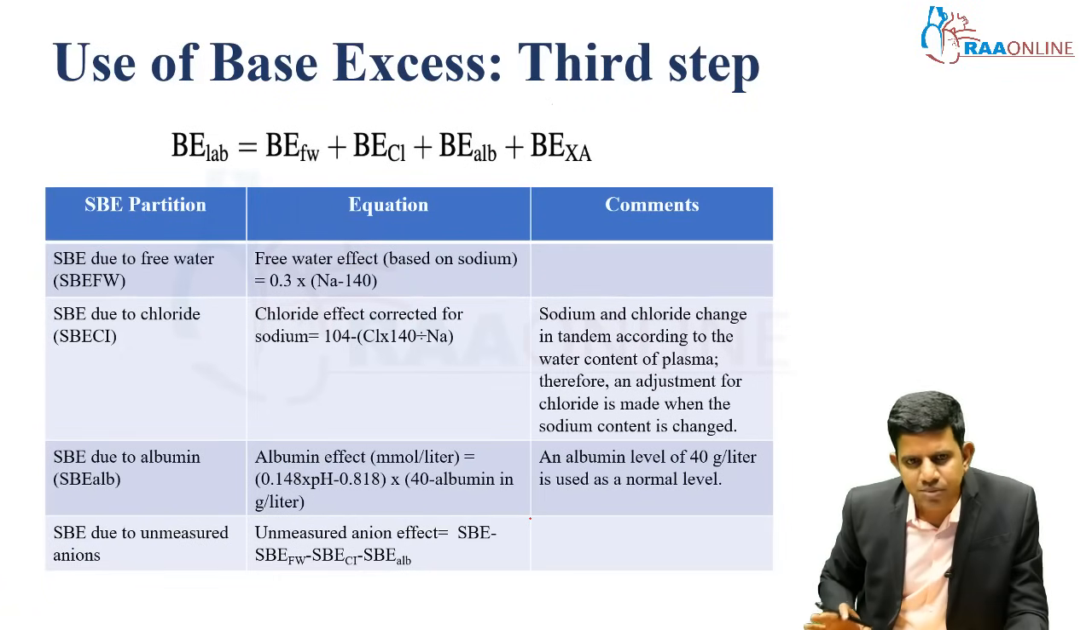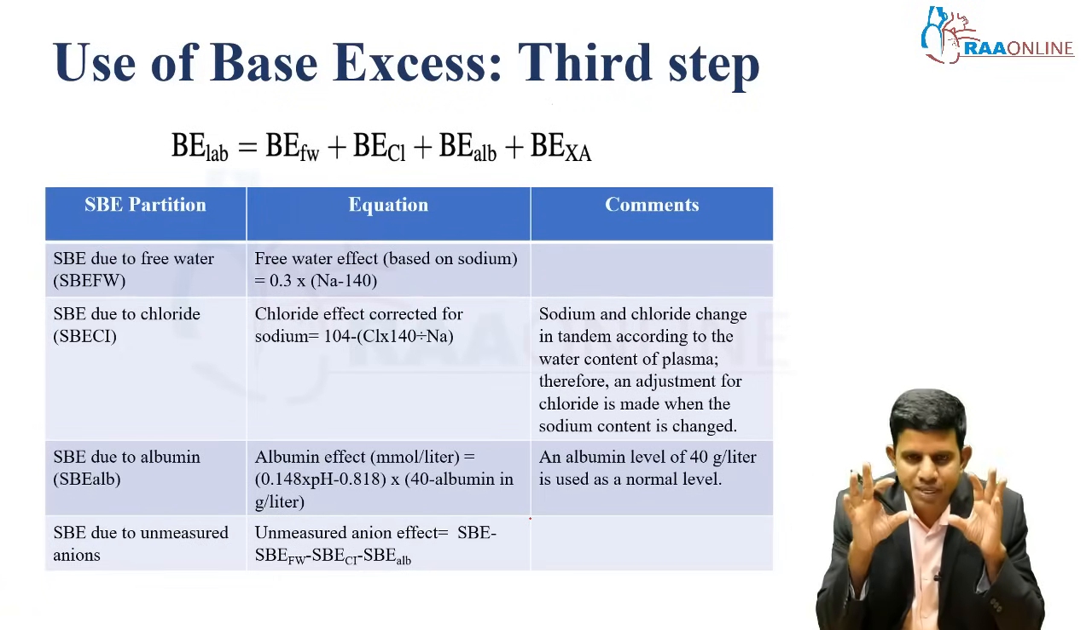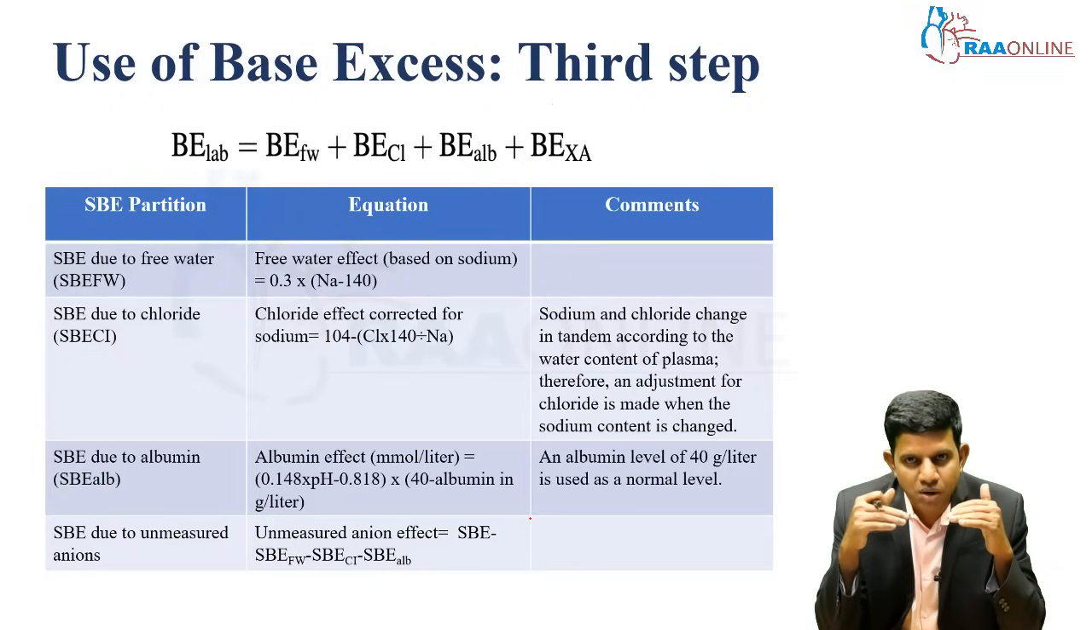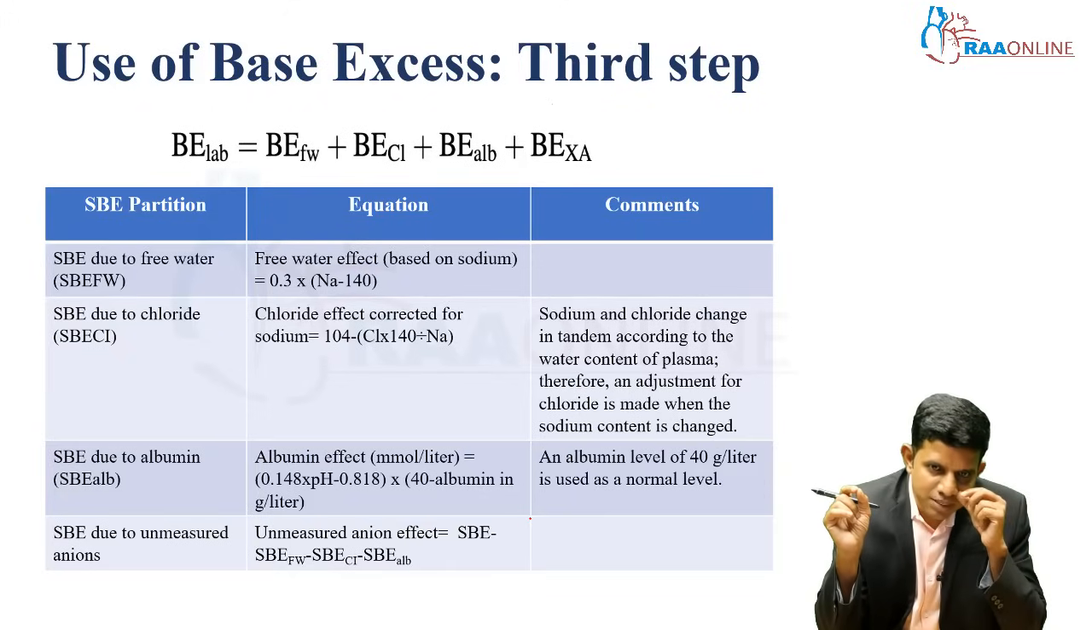So, the third step is mixed acid base disorders. The base excess will give an idea whether it is a metabolic acidosis or alkalosis. But how do I know whether this metabolic acidosis is a high anion gap or a normal anion gap metabolic acidosis? To assess a complex or mixed metabolic disorder, you go for the third step. In the third step, there are two ways we can differentiate high anion gap and normal anion gap metabolic acidosis by using the base excess approach.